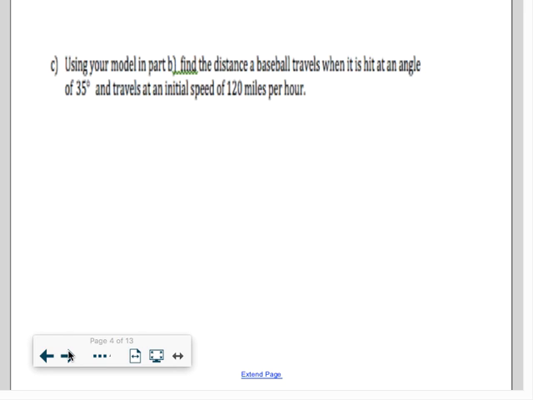All right. Again, when you're ready, flip to the letter C. Using your model in part B, find the distance a baseball travels when it is hit at an angle of 35 degrees and travels at an initial speed of 120 miles per hour. Okay, so use your information and plug in what you know.